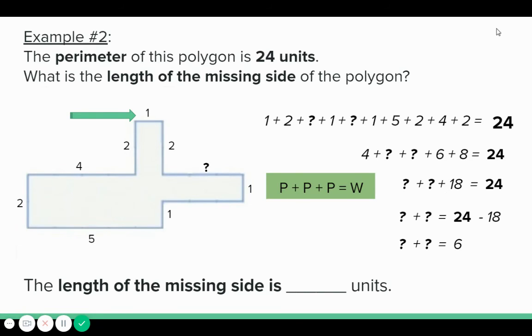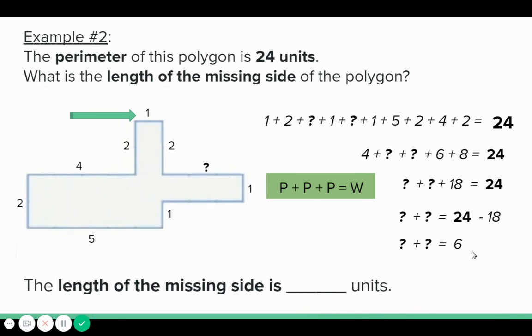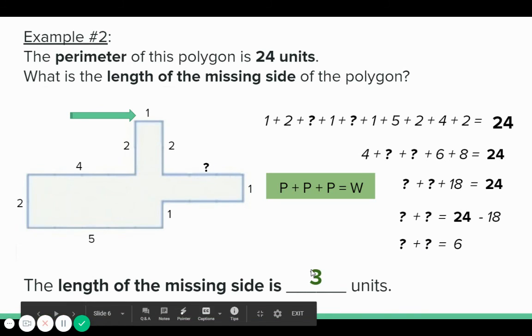Now, I have to be careful with this 6, because I just subtracted and I might think I'm done. I could say that 6 is the length of this side. But as you can see, if this number is 6, it would be bigger than this. And this side, as you can see, is much bigger than this. So you have to be careful because this unknown is also here. So what I have to do is split it between these 2 unknowns. So the answer will be 3 and 3. Okay, so yes, the answer is 3 units.